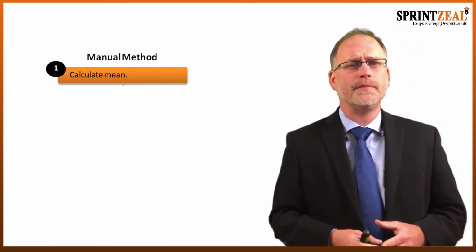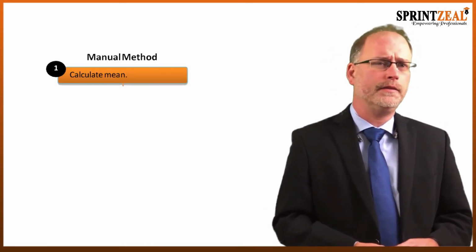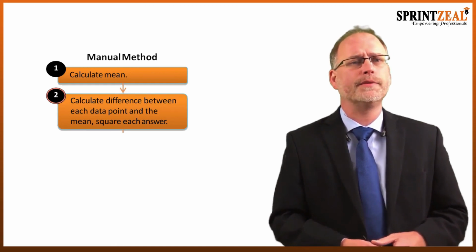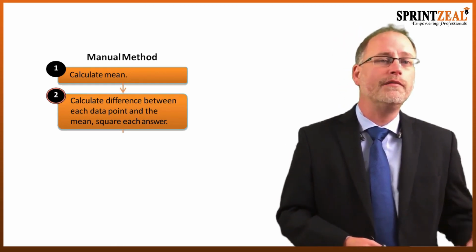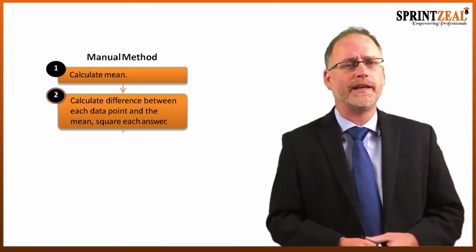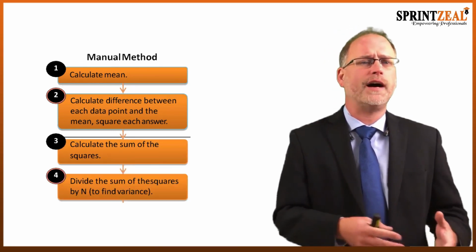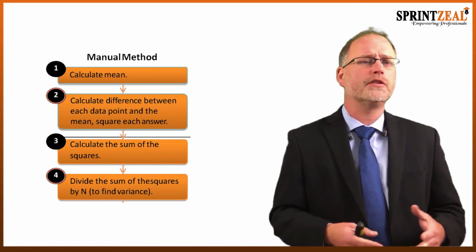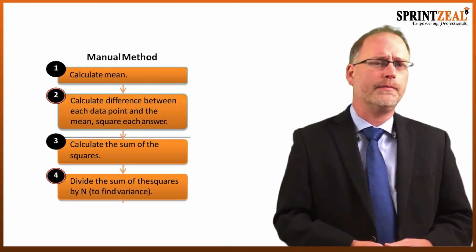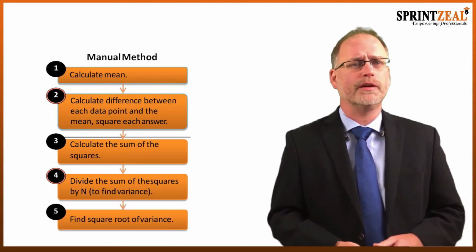So how do we manually calculate standard deviation? The first step is we have to calculate our mean, and then we calculate the difference between each data point and the mean and square each of the answers. Then we calculate the sum of all those squares and divide the sum of the squares by the total number that we have. And then we find the square root of that variance.